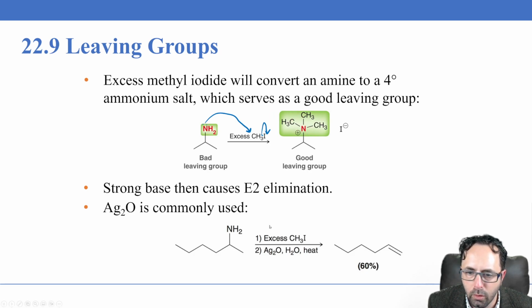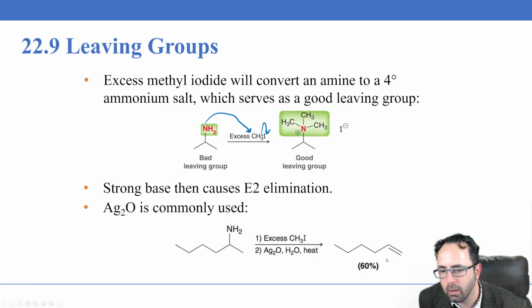And so what we do is we treat with an excess alkyl iodide here, and then we'd use a strong base to do an E2 elimination. However, commonly, practically speaking, silver oxide is used, and silver oxide here is used in the same way as a base would be used to ultimately produce the alkene.